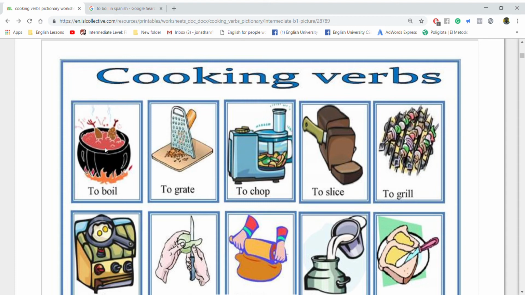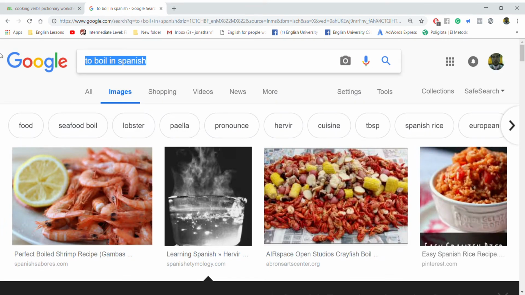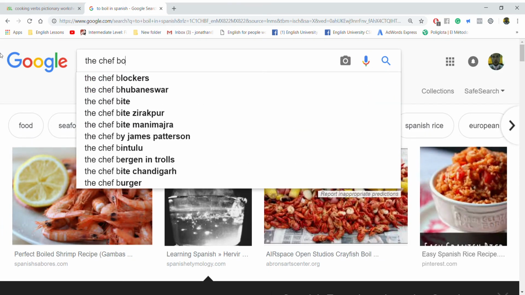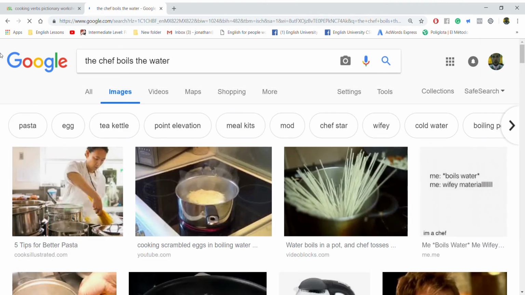We have one example. First example. The chef boils the water. Excellent. Look, the chef boils the water for the pasta. Example number one. That's right. Example number one. The chef boils the water for the pasta.